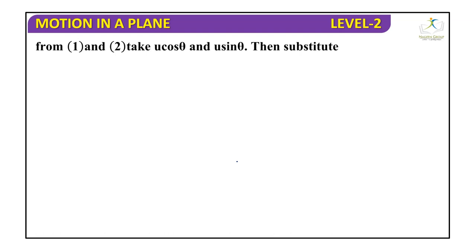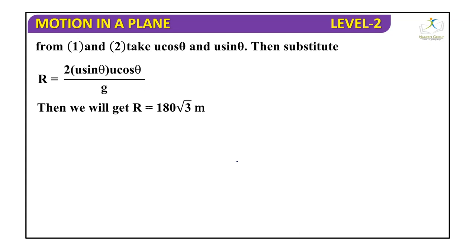From the first and second equations, take u cos theta and u sin theta and then substitute these values. So finally R equals 2u sin theta into u cos theta by g, and we get the result R equals 180 root 3 meter, which is option 2.